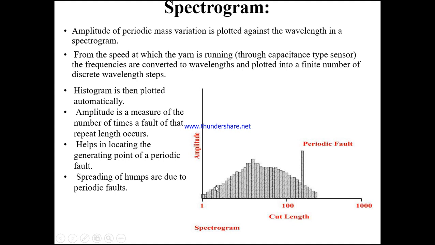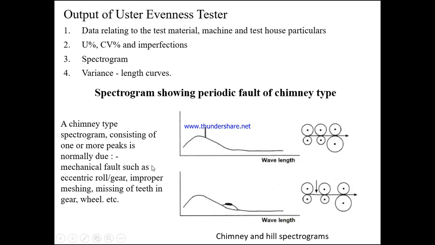So you will see in the histogram there is a smooth curve like normal distribution, but when there is periodic variation, then there will be a certain enlargement of the amplitude, like a chimney in a factory. So this kind of appearance is called a chimney type spectrogram. If there is a chimney type spectrogram, then one can be assured that there is a certain serious periodic fault in the material.